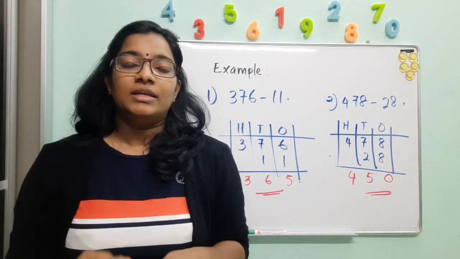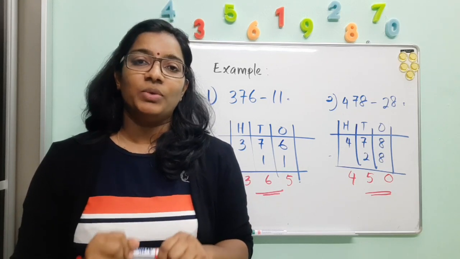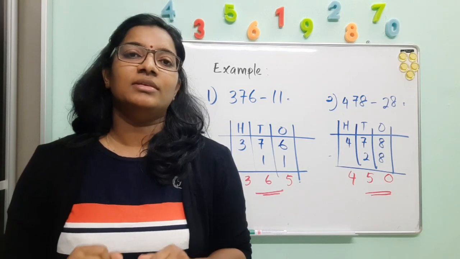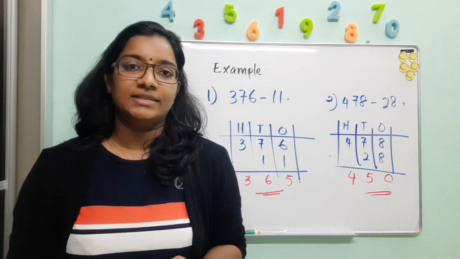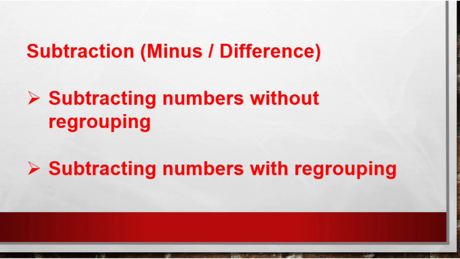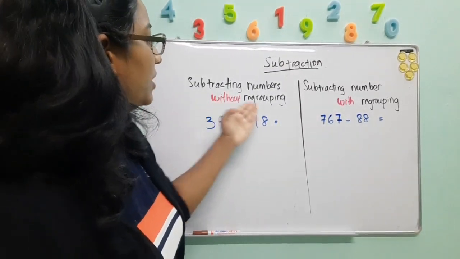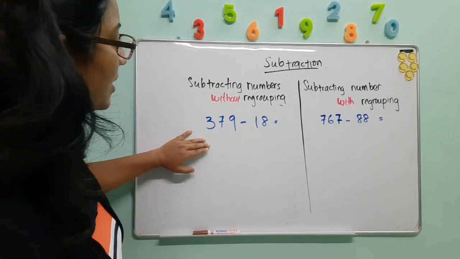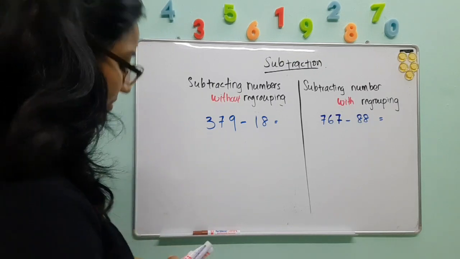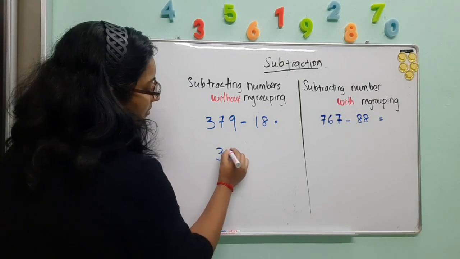Right? Now I'm going to show the difference between subtracting numbers with regrouping and subtracting numbers without regrouping. Come, let's see in detail. Now we're going to see the difference between without regrouping and with regrouping. And I have a question over here. 379 minus 18. So I'm going to put it in vertical format.